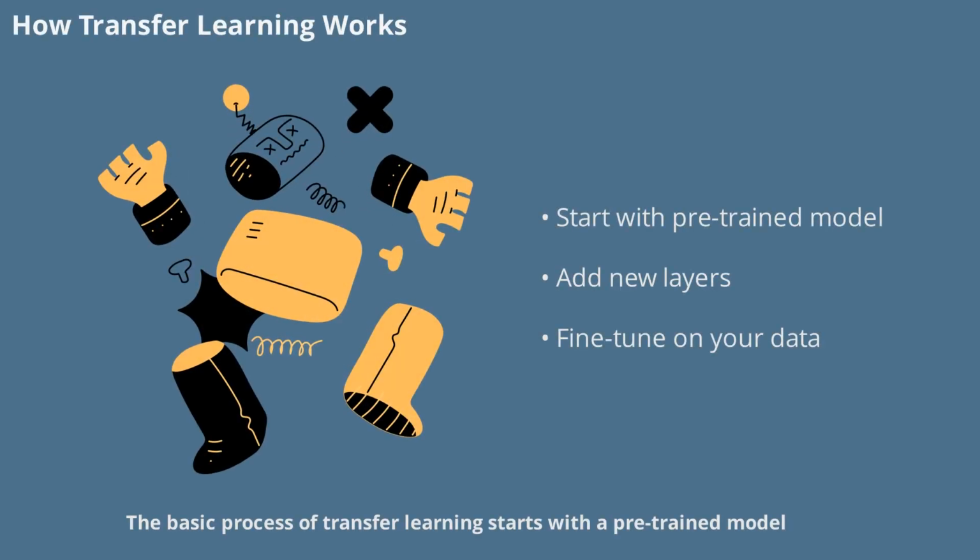The basic process of transfer learning starts with a pre-trained model, often trained on a large dataset like ImageNet. You remove the top task-specific layers and add new layers tailored to your specific task. Then, you fine-tune the model on your smaller dataset. There are two main approaches: feature extraction, where you freeze pre-trained layers and only train new classification layers, and fine-tuning, where you unfreeze some pre-trained layers and continue training on new data. This flexibility allows you to adapt powerful models to a wide range of tasks efficiently.